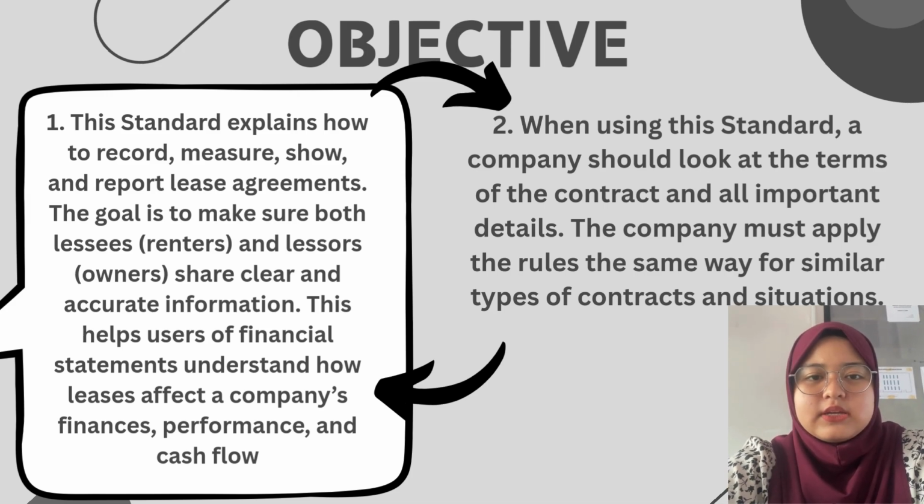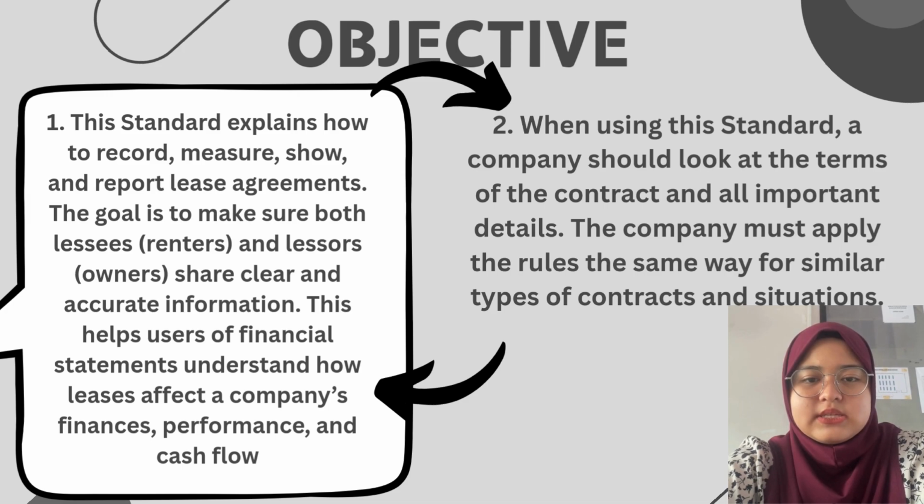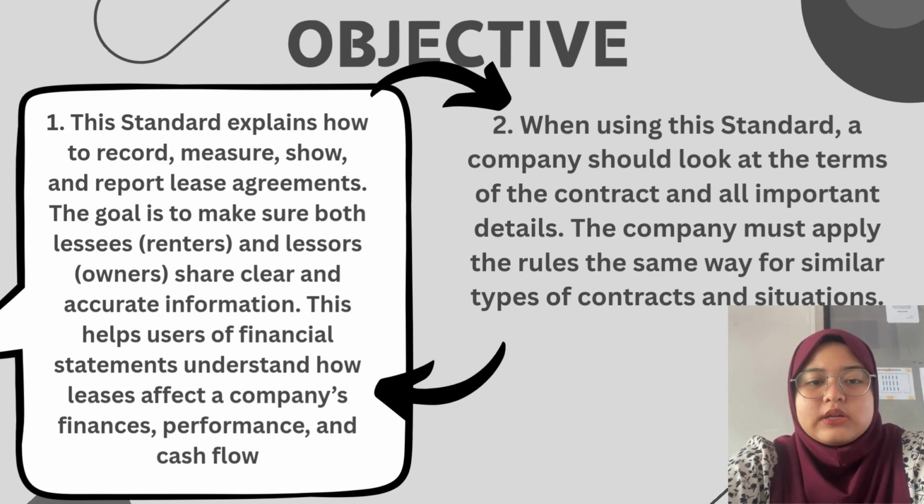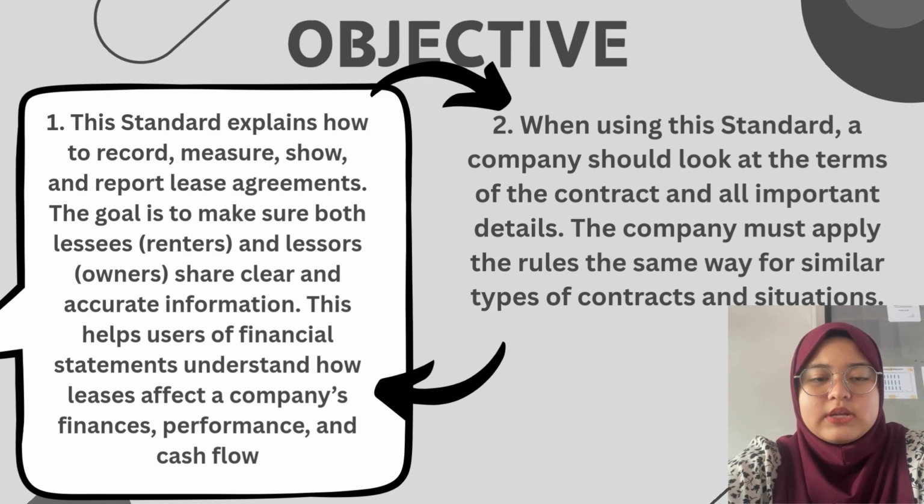First, the standard explains how to record, measure, show and report the lease agreement. So the goal is to make sure both lessee and lessor, where the lessee is the renter and the lessor is the owner, share clear and accurate information. This will help users of financial statements to understand how leases affect a company's financial performance and their cash flow.